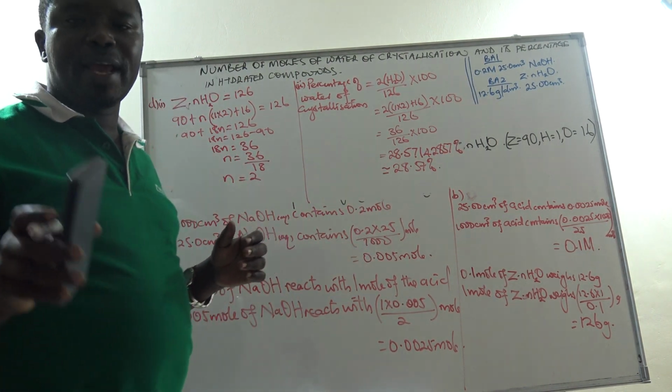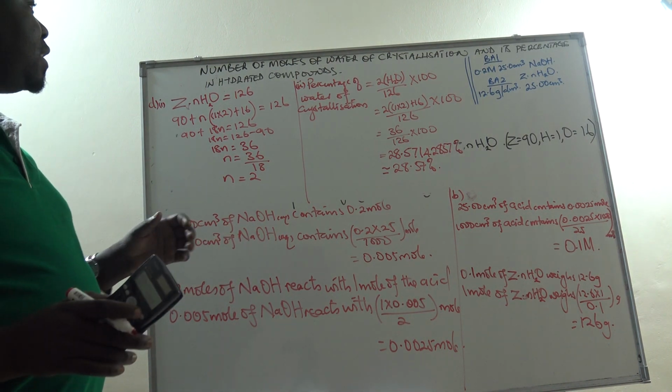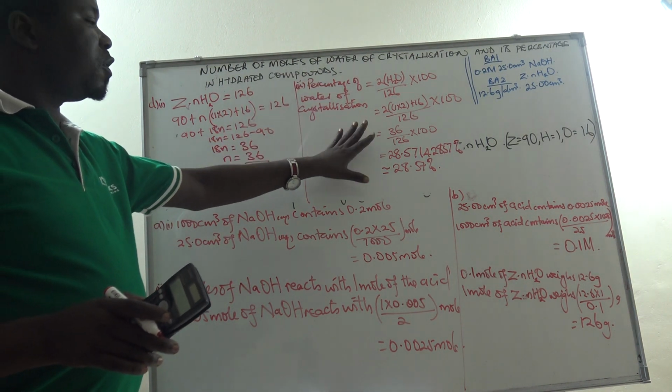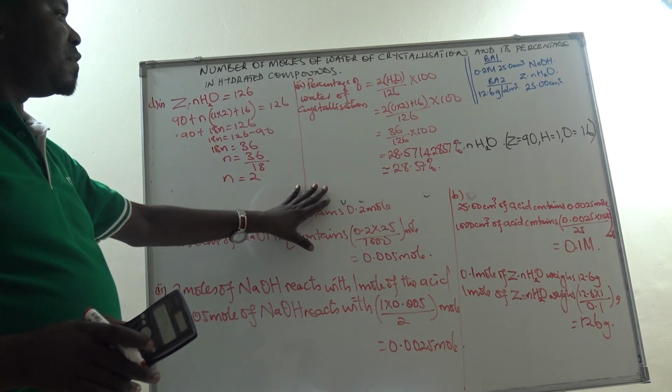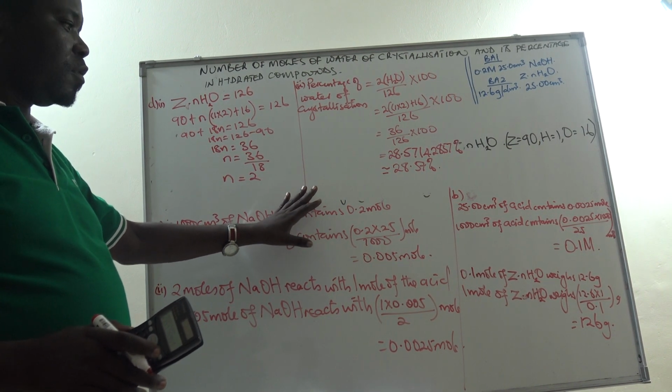And this is how we can get the percentage of water of crystallization from a practical type question, as we have seen here, a question in a practical format.